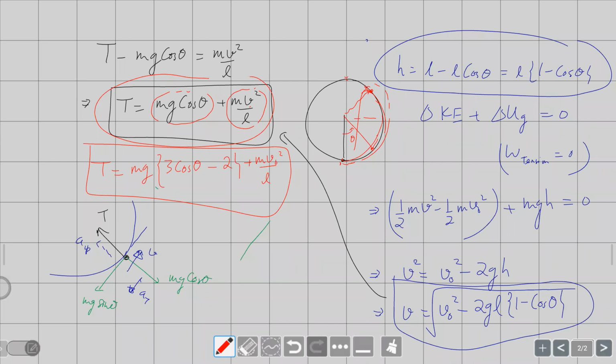So we will develop the formula for the condition: how much speed I have to give so that it behaves like a pendulum, how much speed I have to give so that it slackens somewhere between 90 and 180 degrees, and then how much speed I have to give so that it can complete the circle.